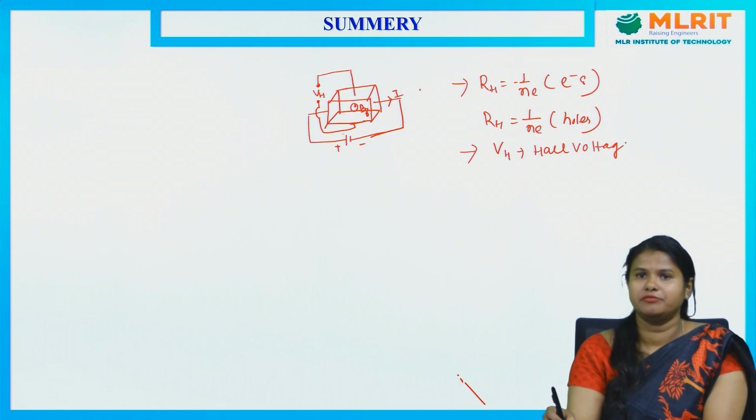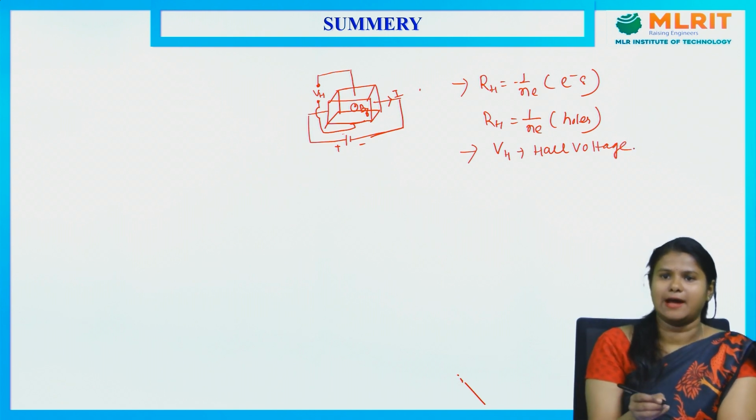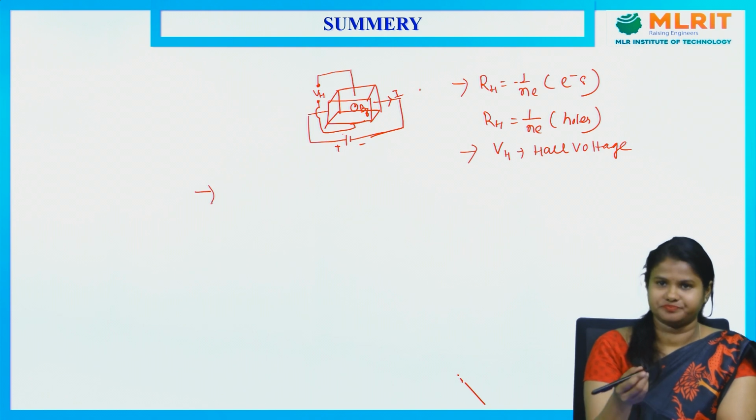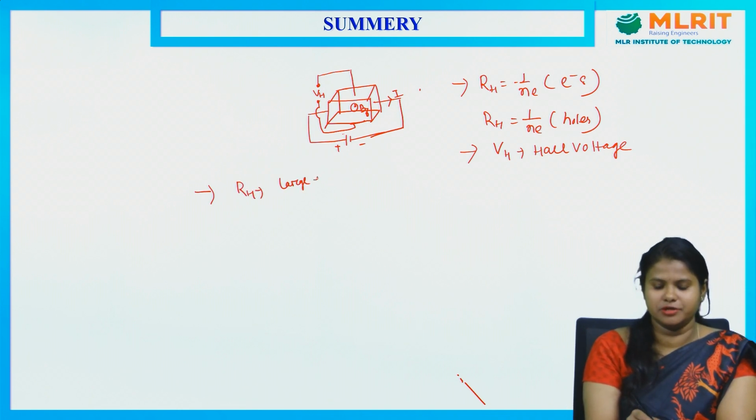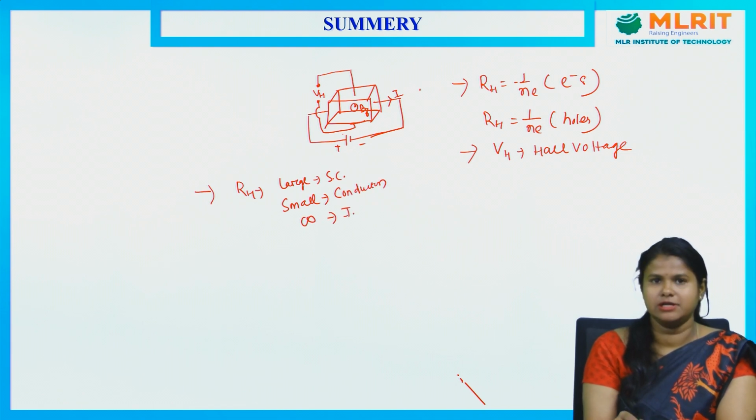We discussed different applications of the Hall coefficient, and how we can divide any material into conductor, semiconductor and insulator. If the Hall coefficient is large, then it will be a semiconductor. If it is small, then it will be a conductor. And if it is infinity, then it is an insulator.